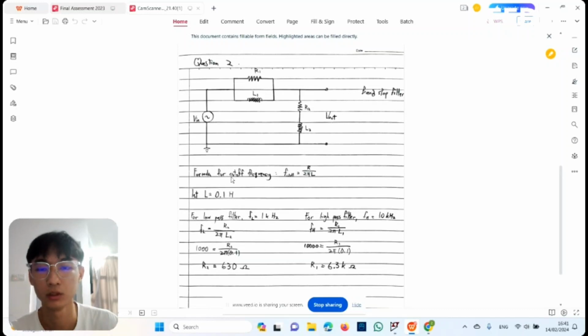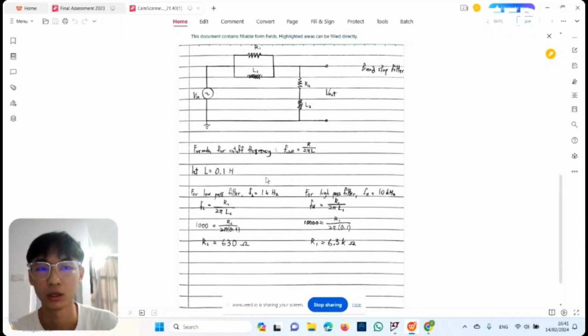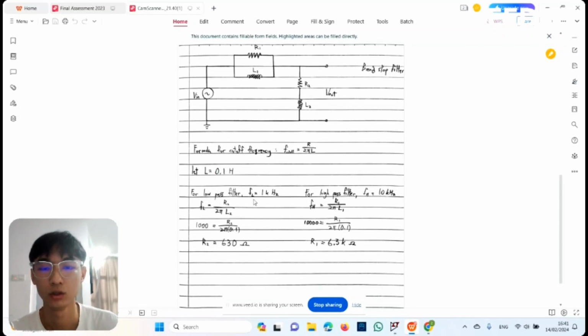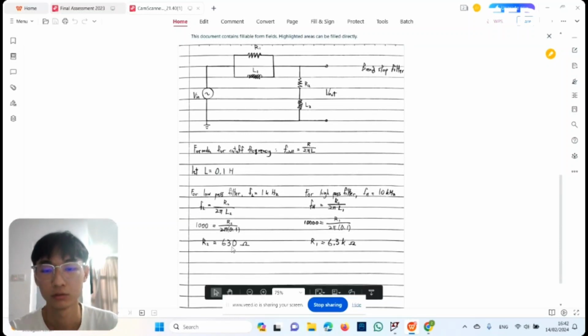For the formula of the cutoff frequency, we know that f cutoff equal to R over 2 pi L. After that, we need to find the value of the resistor and the inductor. For the first part, the high pass filter, the high cutoff frequency is equal to 10 kHz, and we substitute into this formula, and we get R1 equal to 6.3 kilo ohms. And for the second part, the low pass filter, the low cut-off frequency is equal to 1 kHz, and we substitute into this formula, we get R2 equal to 630 ohms.